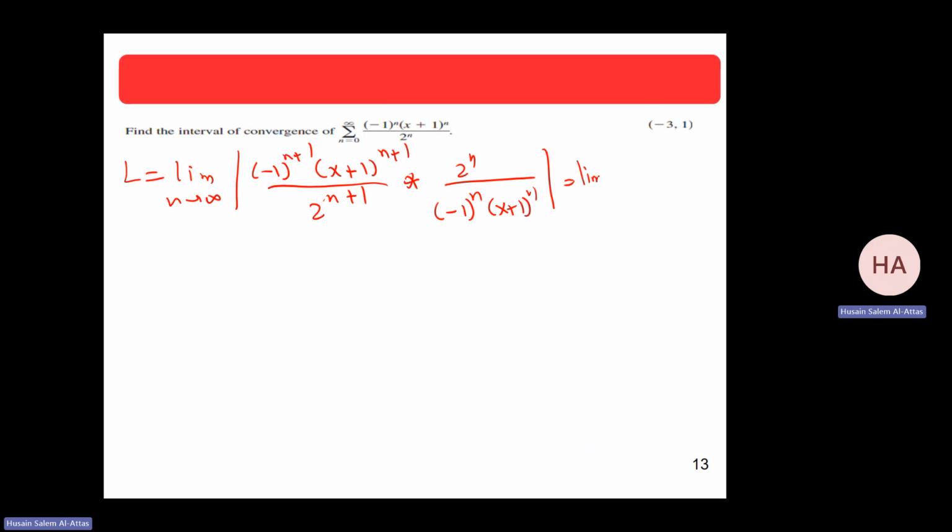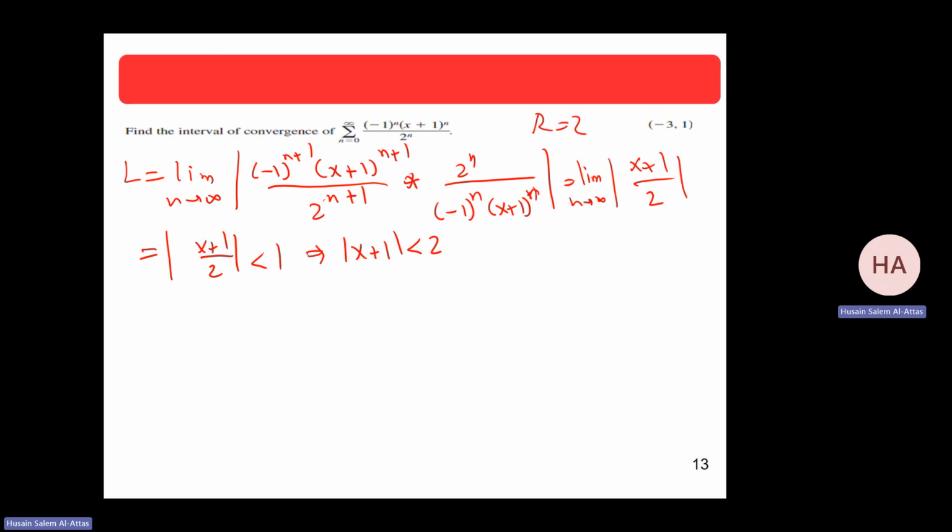Okay, that will be the limit. This is -1 cancelled with the absolute value gone. I have (x plus 1) over 2. Am I right? Yeah. So I need this, the absolute value of (x plus 1) over 2, to be less than 1. So the absolute value of x plus 1 is less than 2. So my capital R, by the way, is 2.